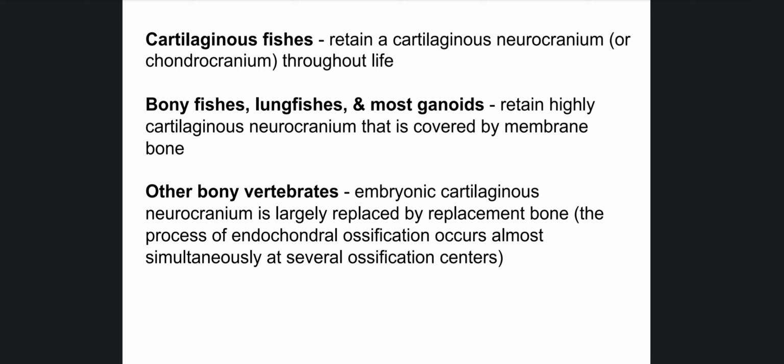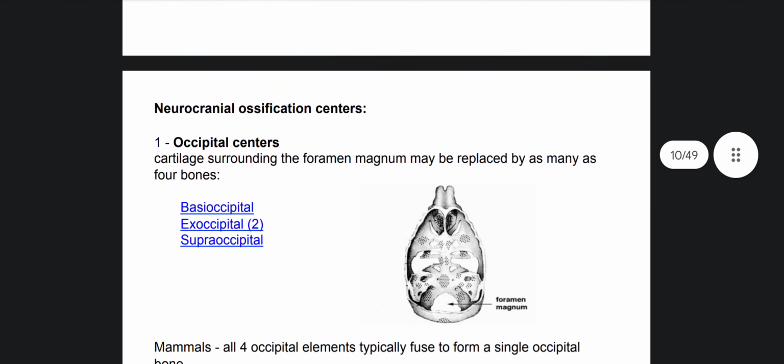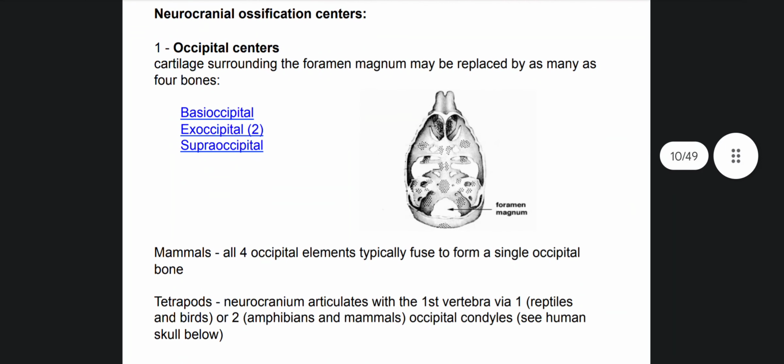You must know what is the meaning of ossification. Ossification means bone development, conversion of cartilage into bones. So in all the bony vertebrates, maximum cartilaginous structures which are present in the embryonic part are converted into bones. Then neurocranial ossification centers. For example, the first center is the occipital center.